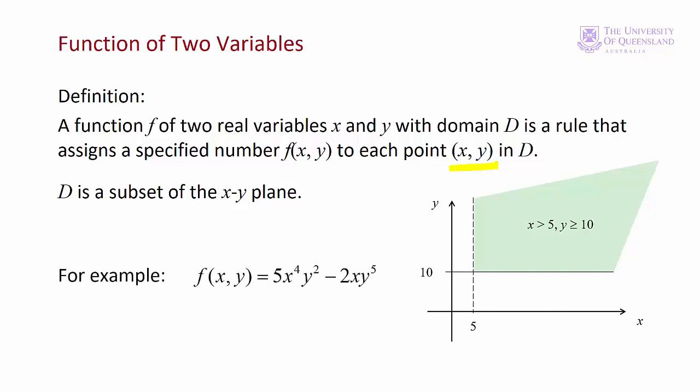Here's a function of two variables. So we have f of x and y is equal to 5 times x to the fourth y squared minus 2xy to the fifth.